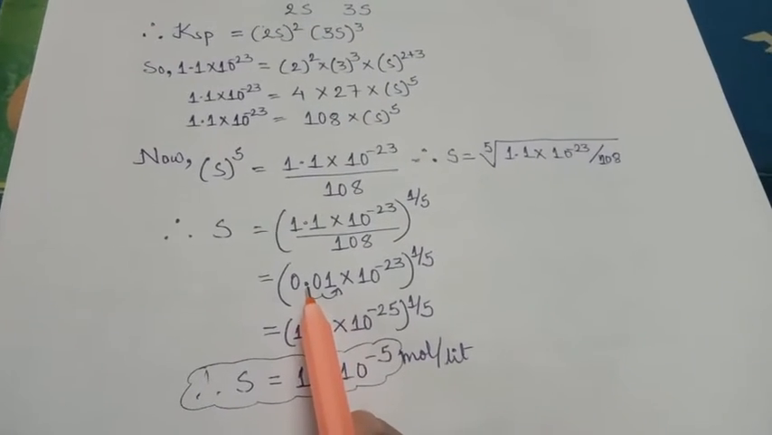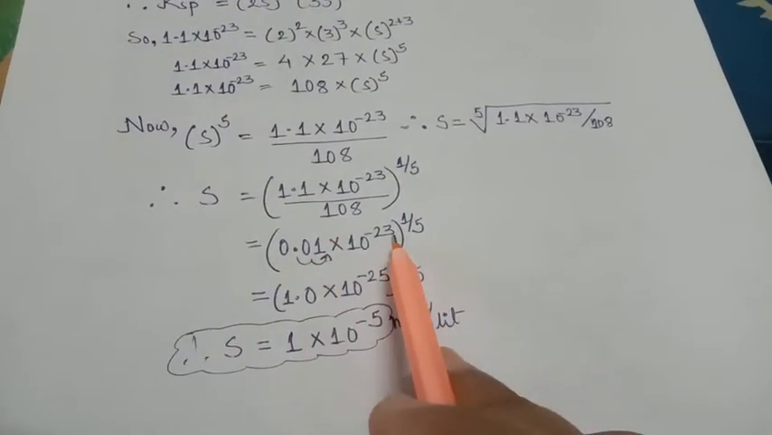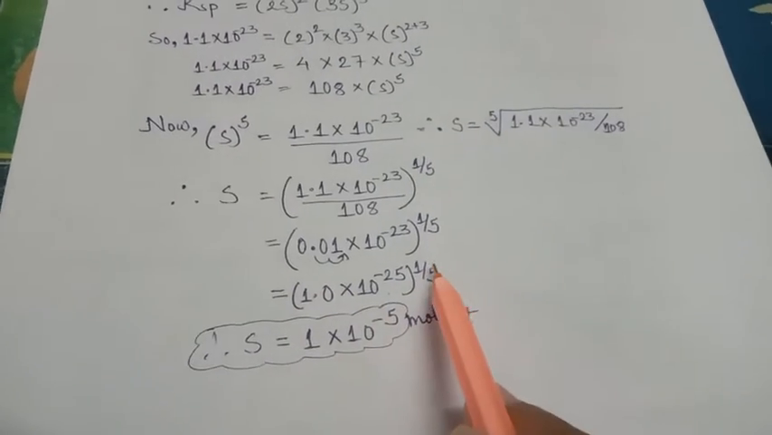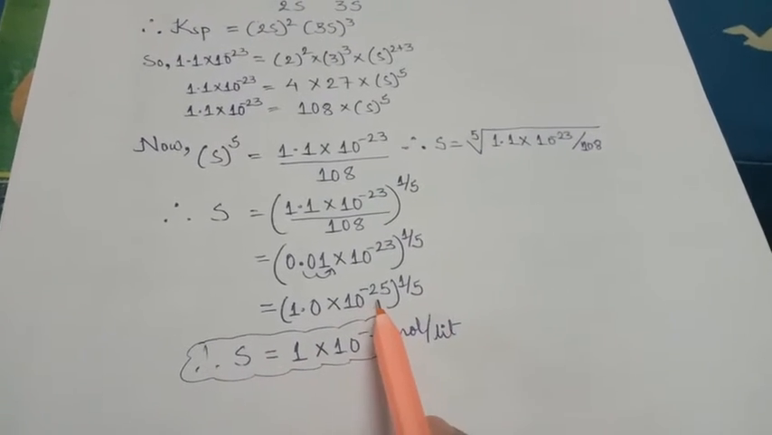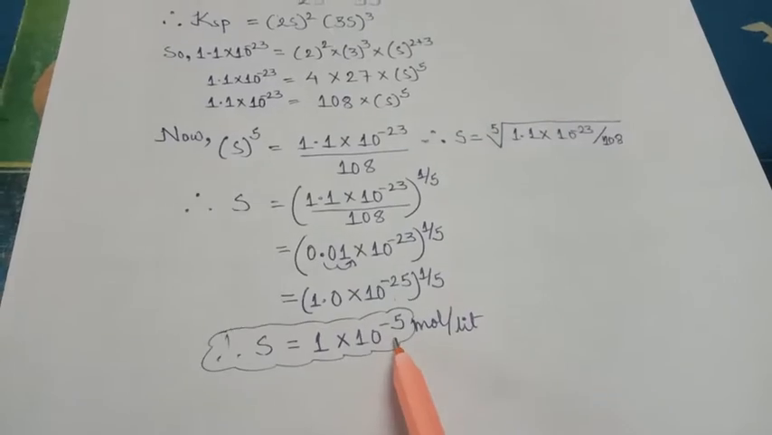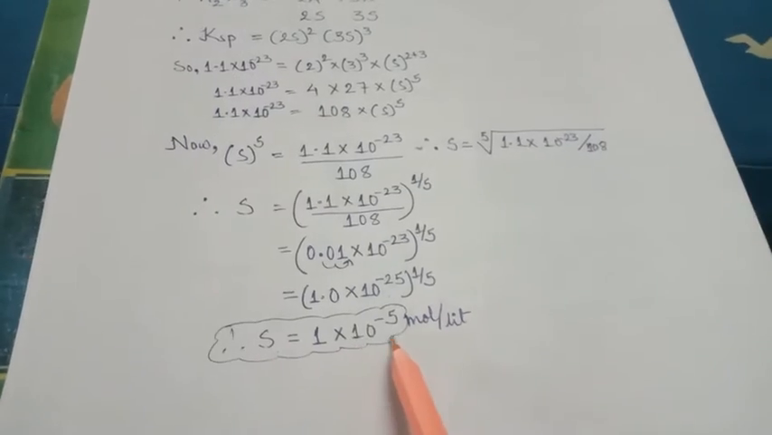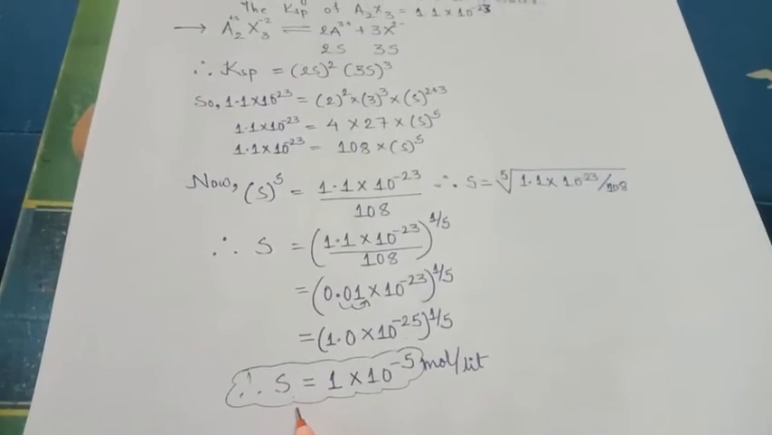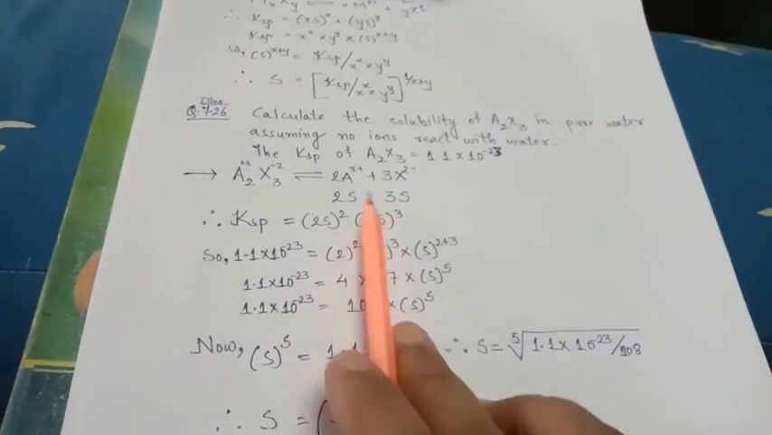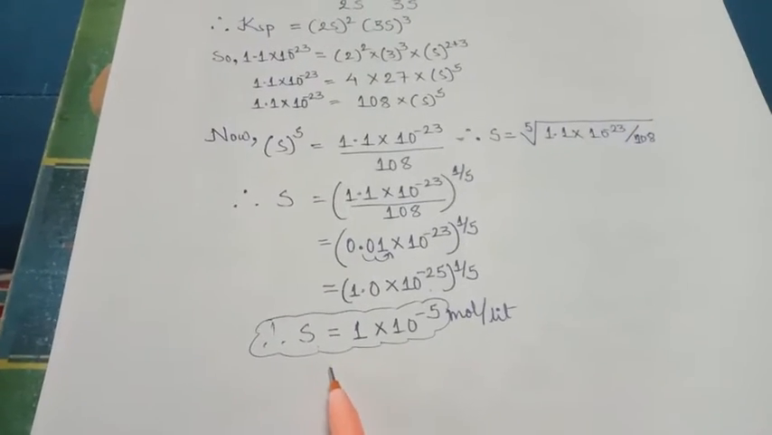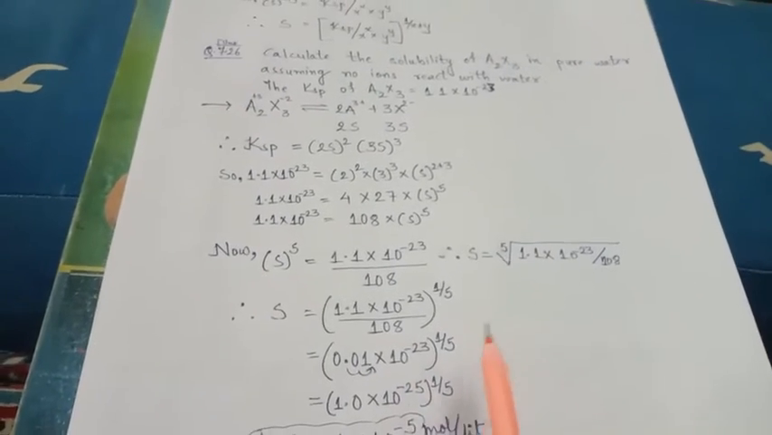Taking the scientific notation, move 2 points back. It is 1.0 into 10 raised to minus 2 minus 23, so minus 25, raised to 1 by 5. 1 raised to 1 by 5 remains 1. And minus 25 by 5 gives minus 5. So here the S, 1 mole, is giving 1 into 10 raised to minus 5 mole per liter. That is the amount of solubility of each mole of the given respective dissociated ion, right? So this is how you are able to calculate the solubility of the given dissociated ion.